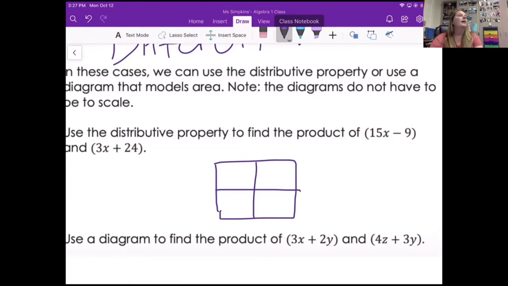Okay. When you were multiplying 2-digit numbers, you may have seen something similar to this, if you had a great, amazing teacher in elementary school. Not saying that your great, amazing teachers didn't show you this, but if they showed you this, then they're extra great and amazing. Okay. So 15x and minus 9 are going to go above the box. Oh, yeah. I'm glad you've seen this before. Yay. And then 3x and 24 are going to go on the left-hand side of the box.